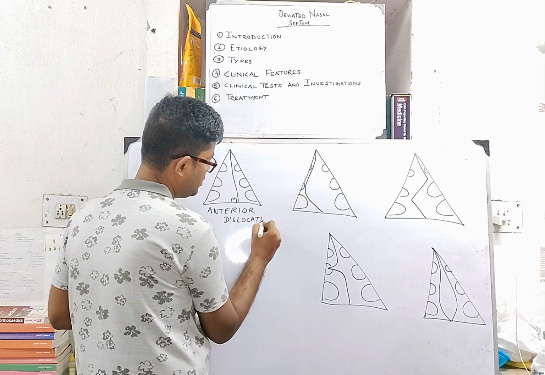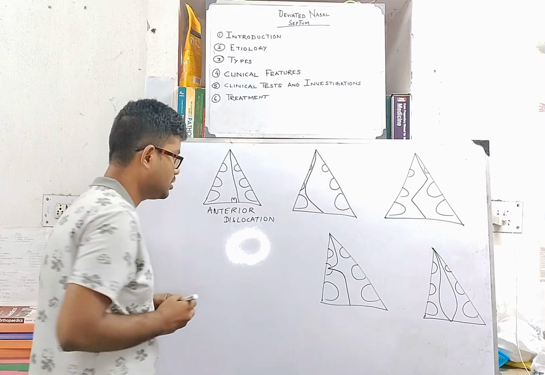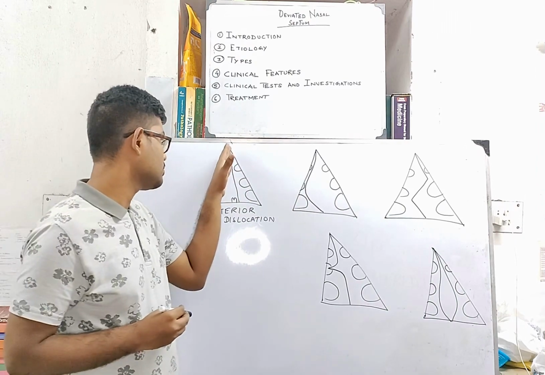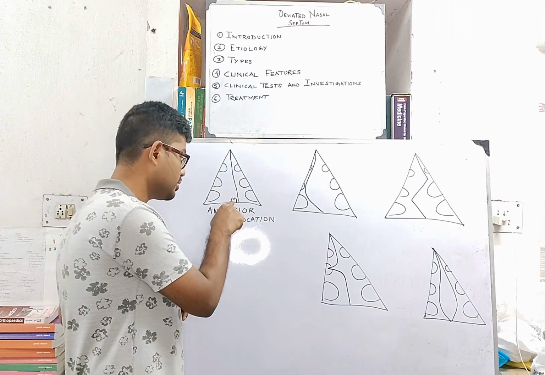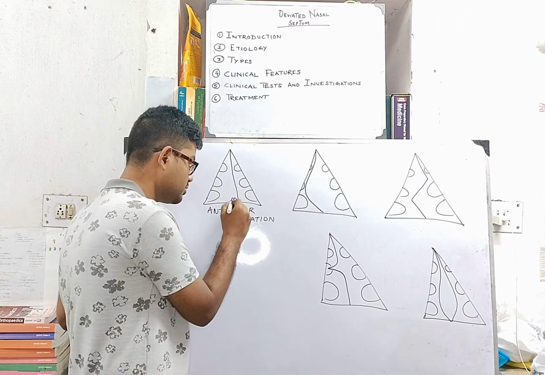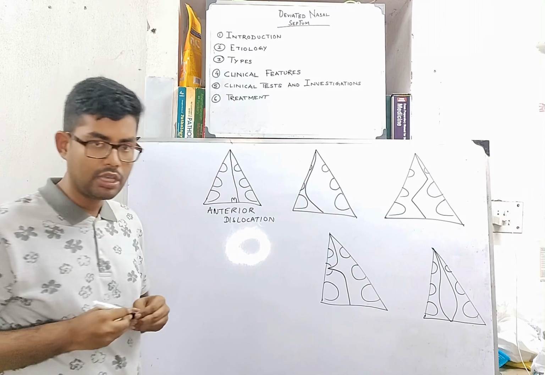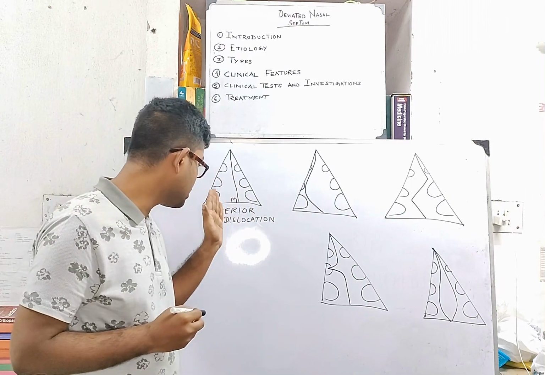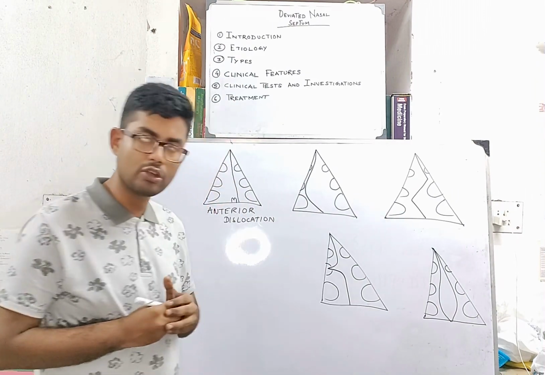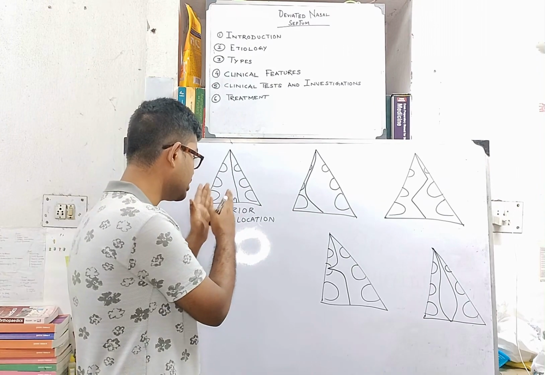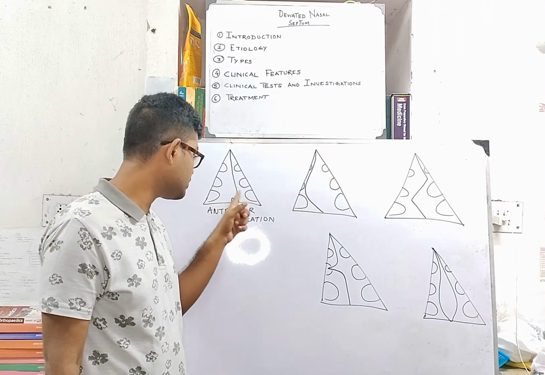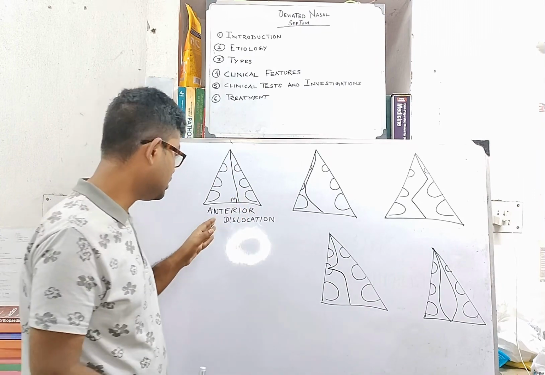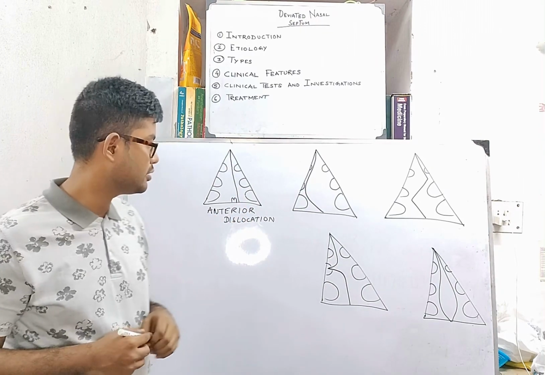What happens here is the septum proper is dislocated from the columellar septum. This indicates the columellar septum, and as it is dislocated from the columellar septum, it moves into any one of the two nasal cavities, reducing the space on one side. So this is an anterior dislocation.